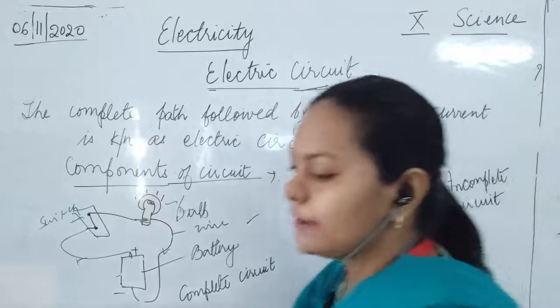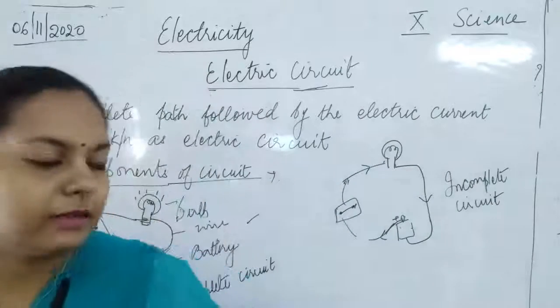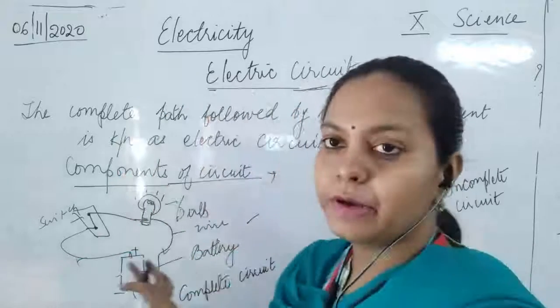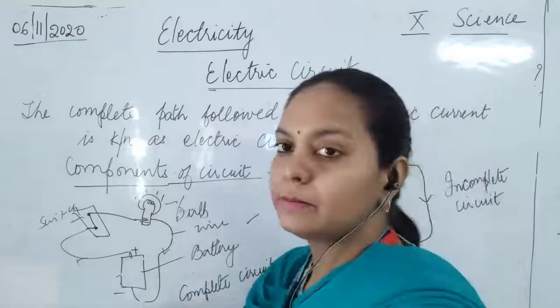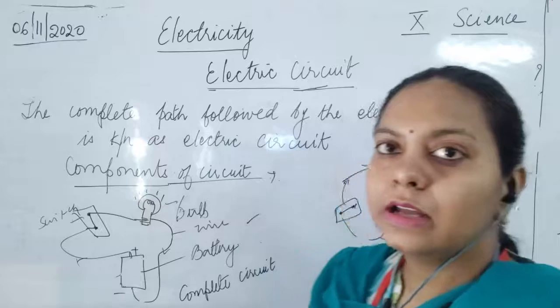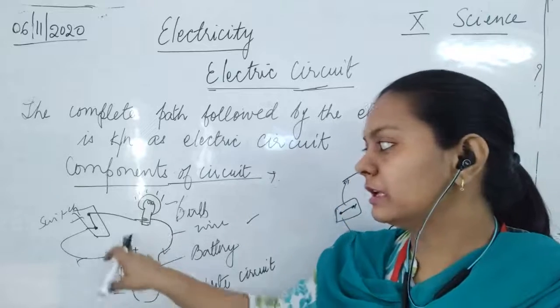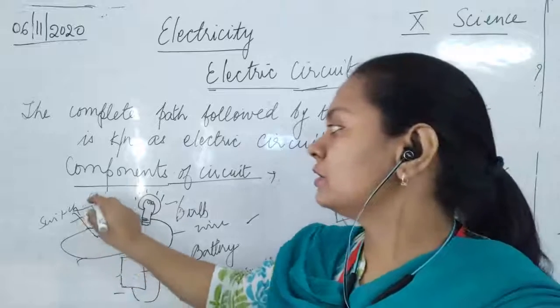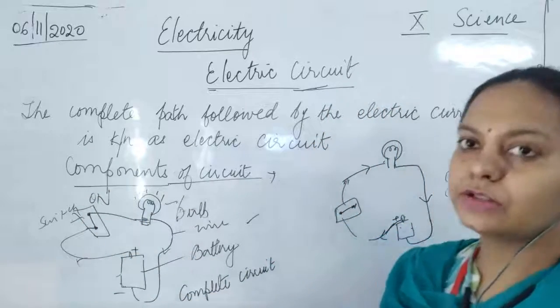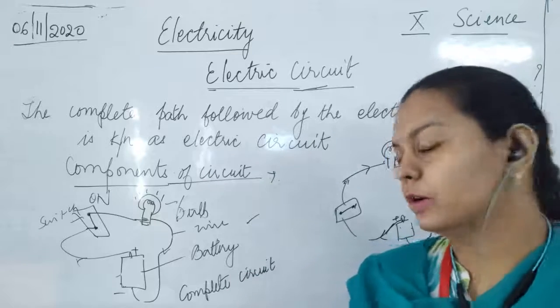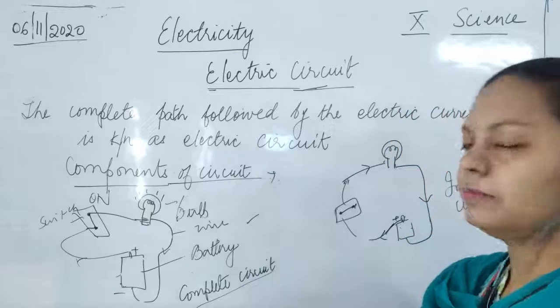So children, there are two types of circuit. One is said to be a complete circuit, where the bulb is glowing, all the components are arranged in a proper manner, in which the current is flowing and the bulb is glowing. Then the switch is in on condition. The switch is always in on condition, because of which the current has a complete path to follow.